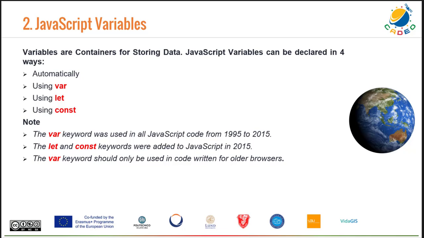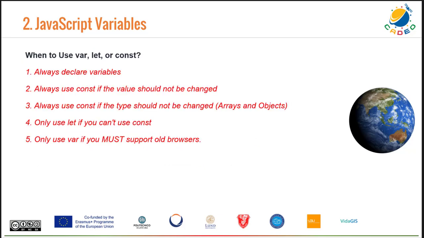Also introduced in 2015, the const keyword declares variables with a constant value. That means variables defined with const cannot be redeclared, cannot be reassigned, and have block scope. When you use a variable without explicitly declaring it, JavaScript automatically declares it when it's first used. The following are use cases of each keyword.